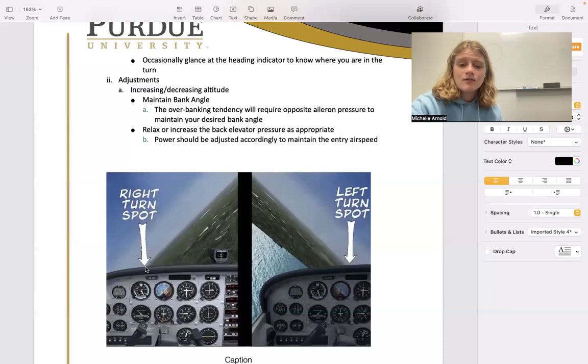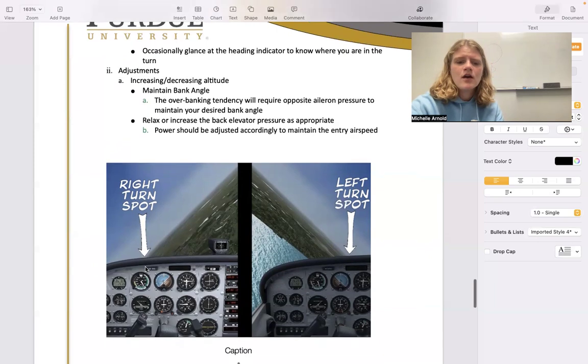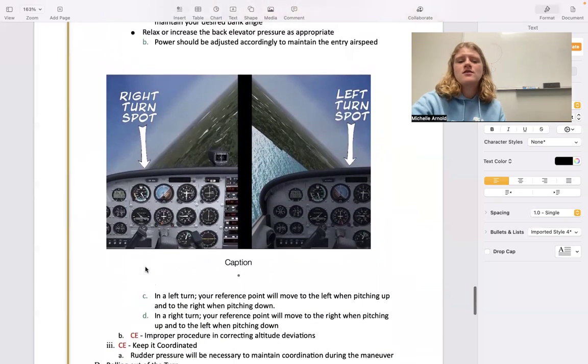And if you are, you'll check your vertical speed indicator. You want that to be at 0. If you are, then you can use this as a reference point. So in a left turn, here's your left turn visual. In your left turn, if you are pitching up too much, your spot is going to be moving to the left. So you'll see more sky and less ground. And if you're pitching down, it's going to be moving to the right, so you'll see more ground and less sky. That should make sense.